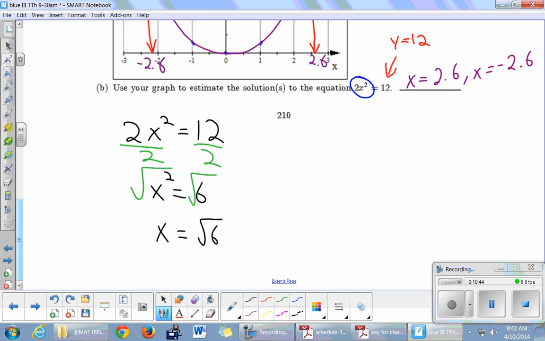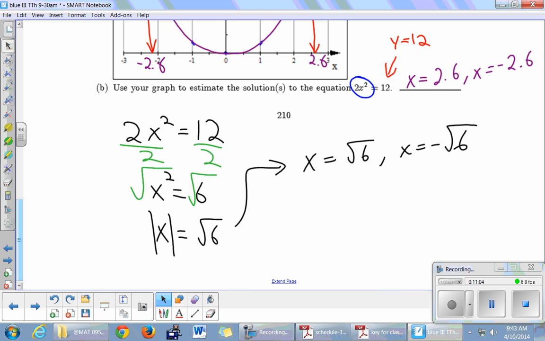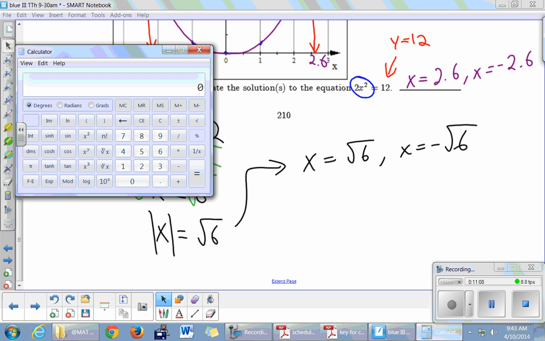And so this little detail that we talked about last class was that when you take the square root of x squared, it's actually absolute value. Like I said, I don't think it's the most important thing. What is important is that you get 2 answers and not just the one. So our 2 answers are the square root of 6 and negative the square root of 6. And we'll just grab our calculator to get a decimal here to see how close we were. So my answer was 2.6. You might have something slightly different.